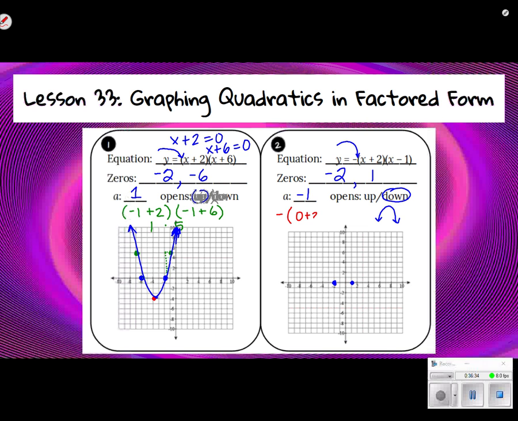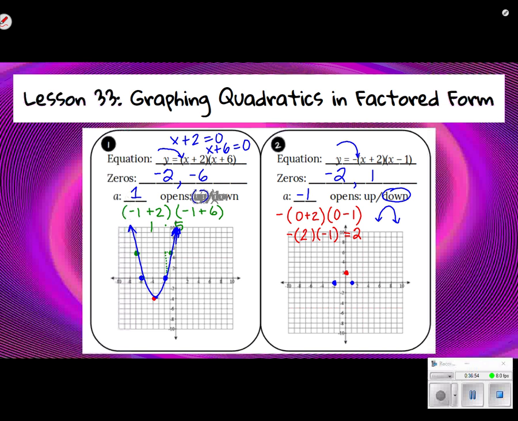0 plus 2, 0 minus 1. 0 plus 2 is 2. 0 minus 1 is -1. So we have a negative times 2, that's a -2. -2 times -1 is +2. So I plugged in a 0, I got a 2.